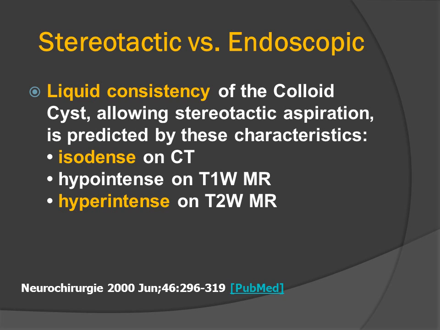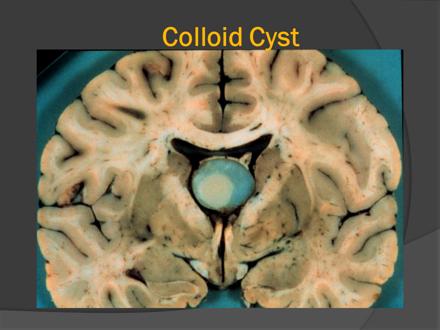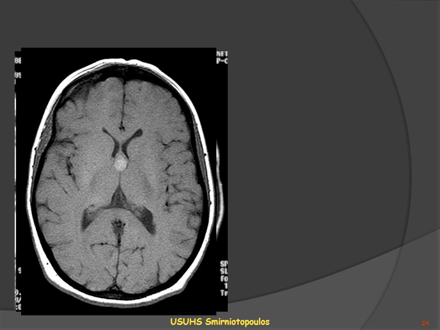In considering the surgical approach, a liquid consistency might allow stereotactic aspiration, but endoscopic or ventriculoscopic surgery will work in almost every case. Here is another example on a coronal gross picture of a colloid cyst, demonstrating that there is a large volume lesion which in the center contains some relatively dry and hard inspissated mucus secretions.